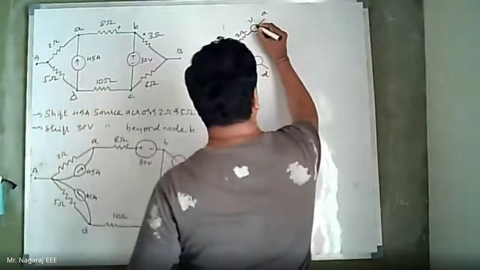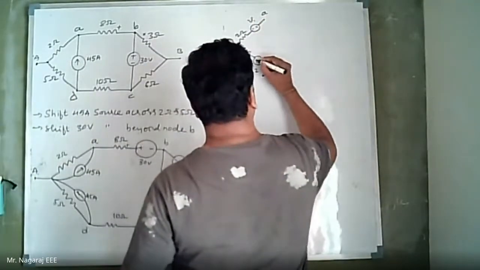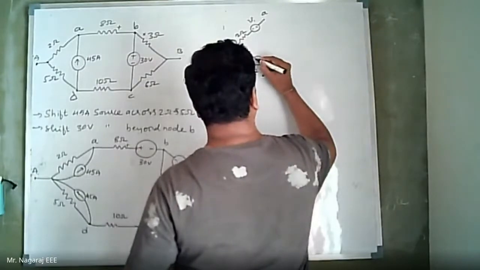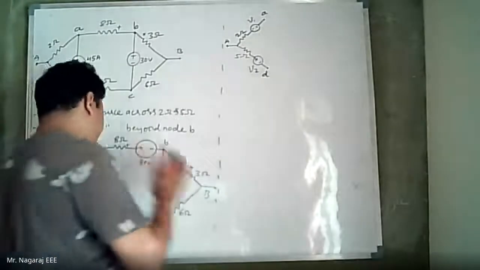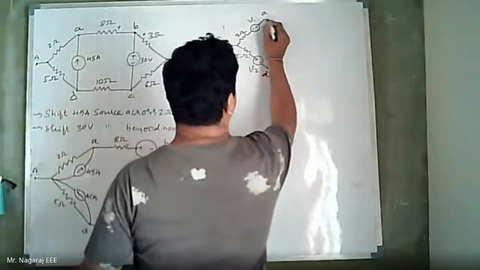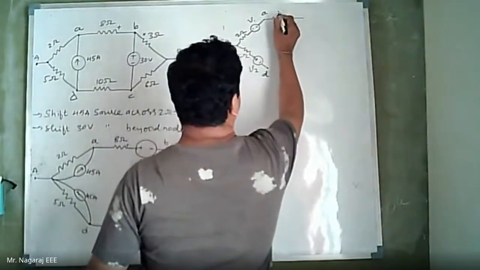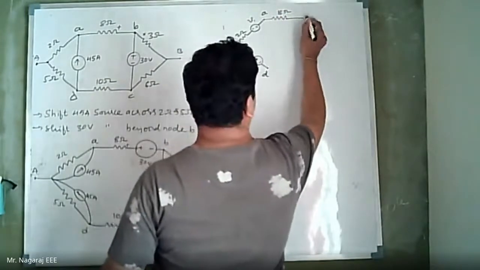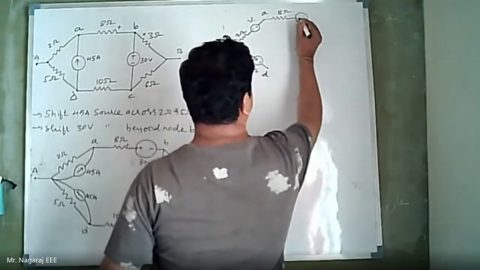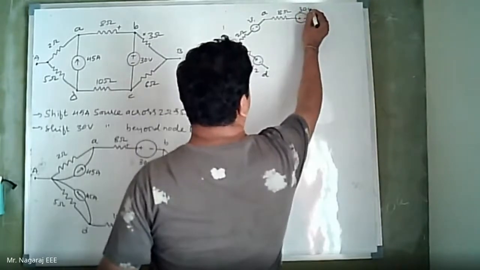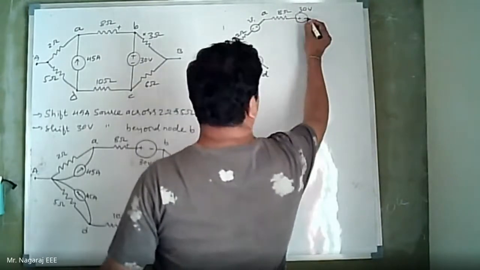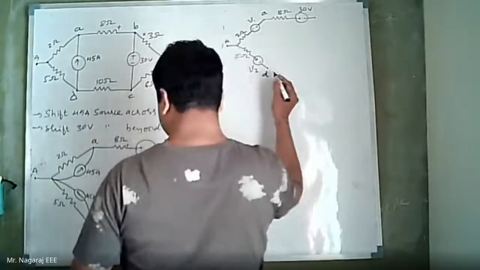45 amps is towards node A. So this will be plus and minus. This will be plus and minus. Direction is towards terminal A, capital A. So therefore plus and minus. That will be the polarity. Okay. So please be careful about the polarities. Now this is 8 ohms and 30 volts. This is 10 ohms.